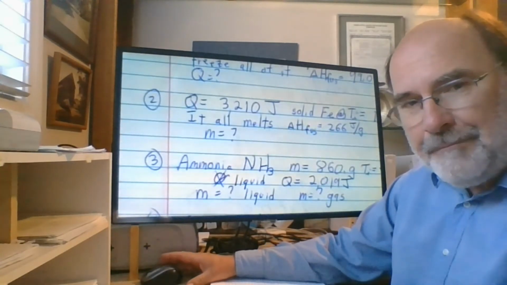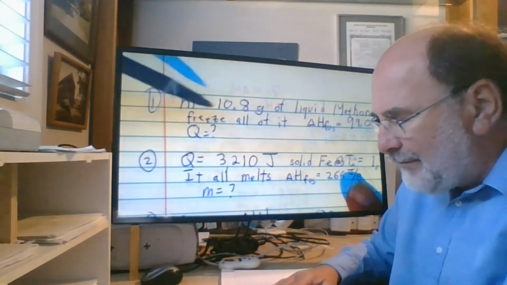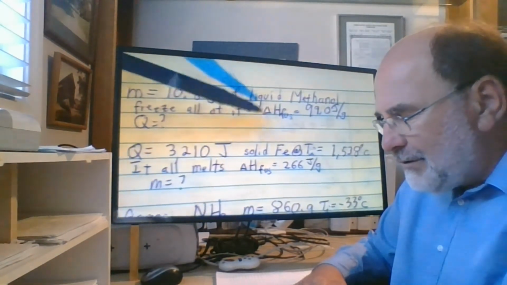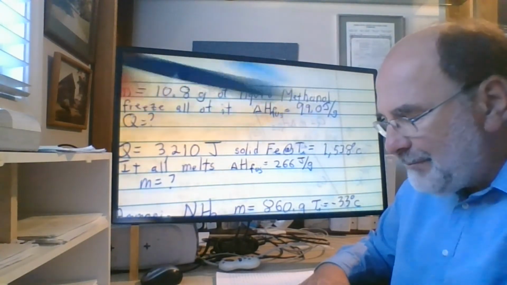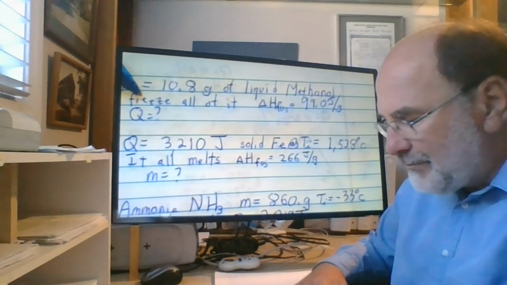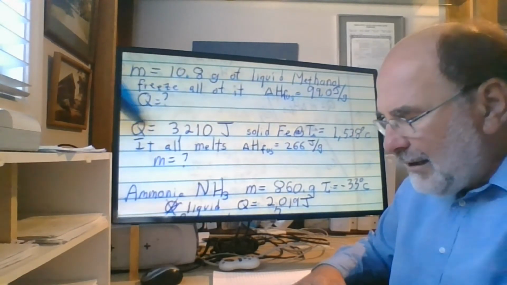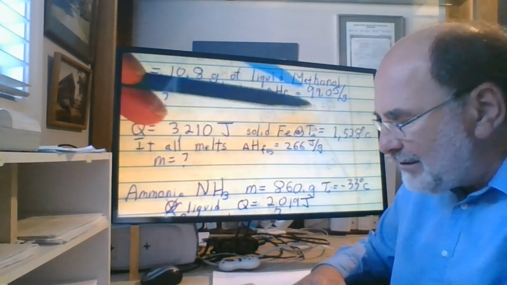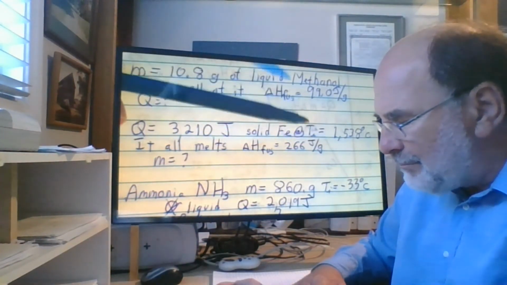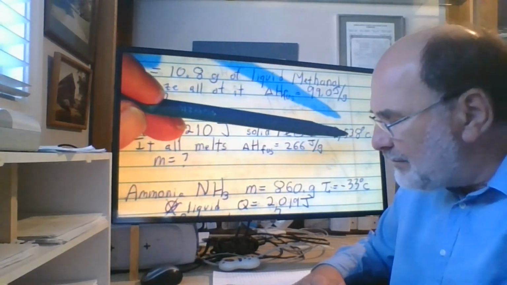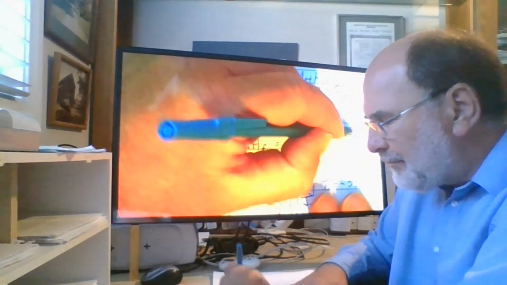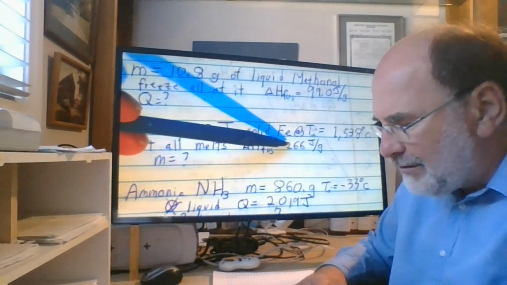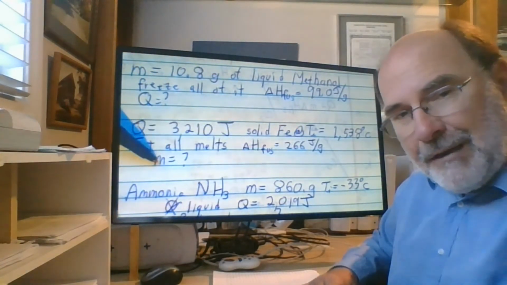So here's the four problems again. Number one, I have 10.8 grams of liquid methanol. I want to freeze all of it. The heat of fusion is 99.0 joules per gram. How much heat energy do I have to remove? Number two, I have 3,210 joules of heat energy. I apply it to solid iron that's at its melting point, 1538 degrees Celsius. If all of it melts, given that the heat of fusion for iron is 266 joules per gram, what was the mass of the iron?